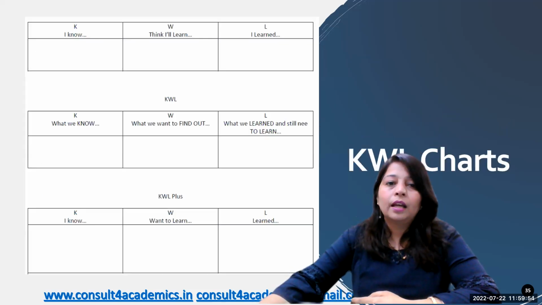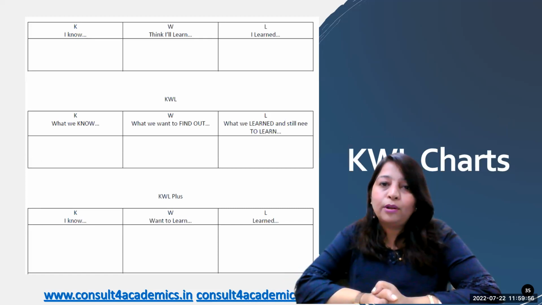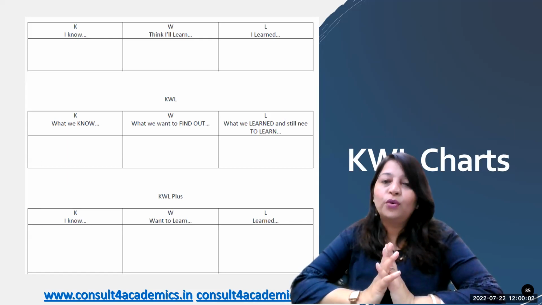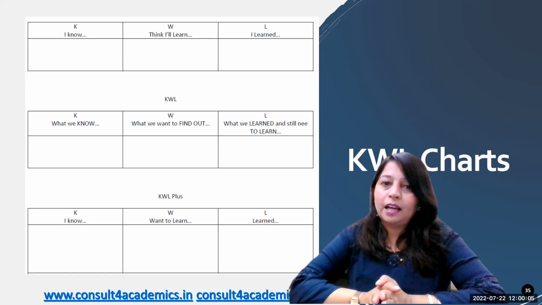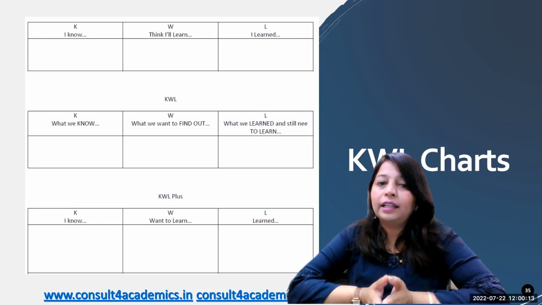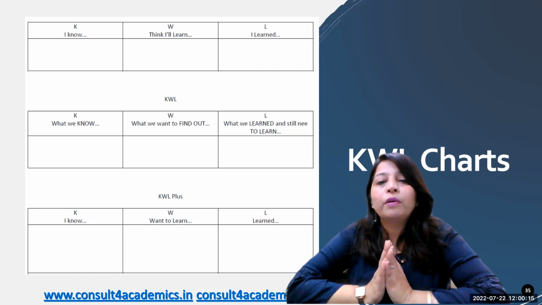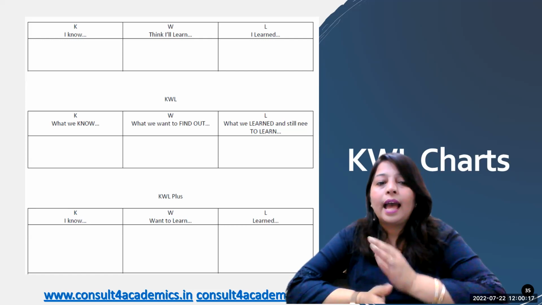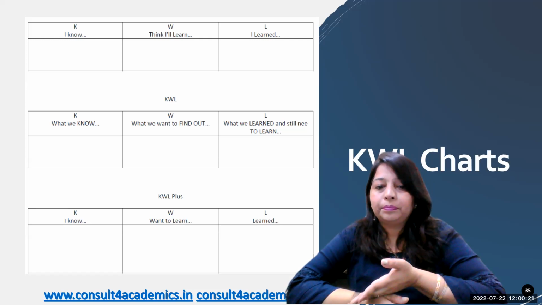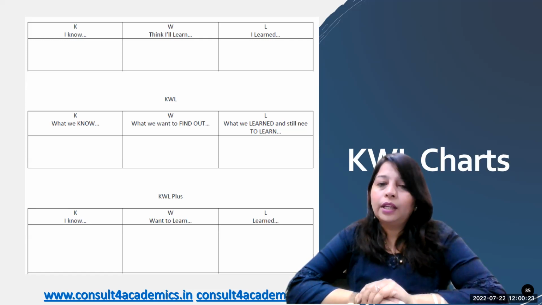Computational thinking. Now, KWL, know what you know, okay? And you see, I know, I want to know, and I learned. This is KWL. And then KWL is like in a group, what we know, what we want to find out, what we have learned, or maybe what we still want to learn. And there is one more term, KWL plus. That is also being used over there.